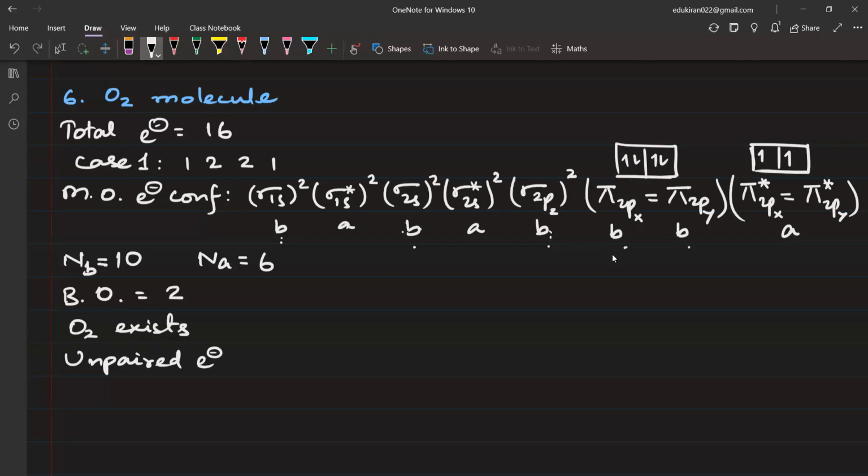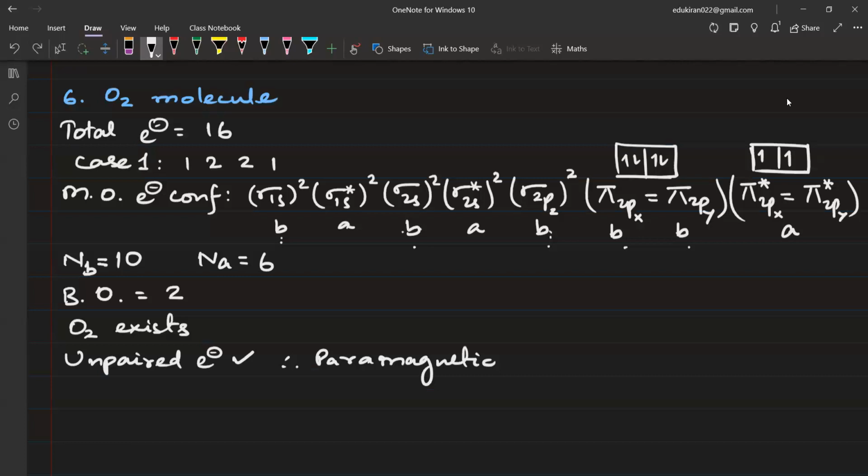Yes. तो देयरफॉर पैरामैग्नेटिक. Therefore it is paramagnetic. दिस इज द पैरामैग्नेटिक. ठीक है, यहाँ पे ऐसे.